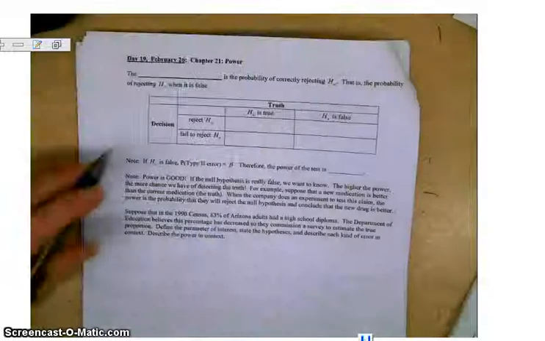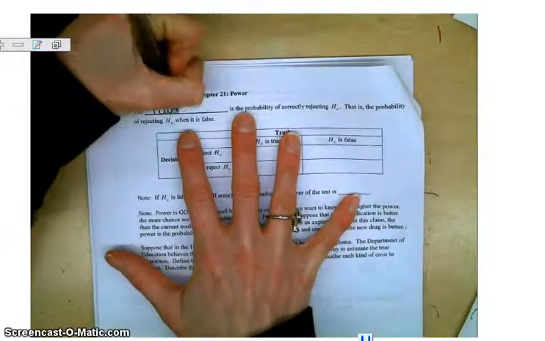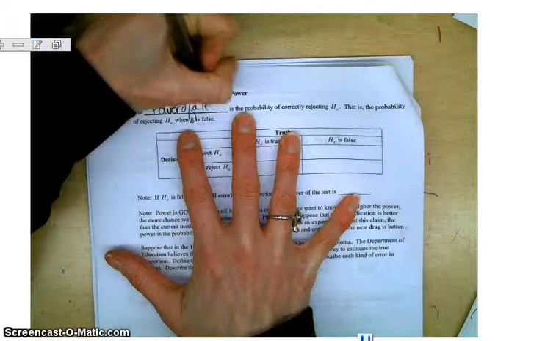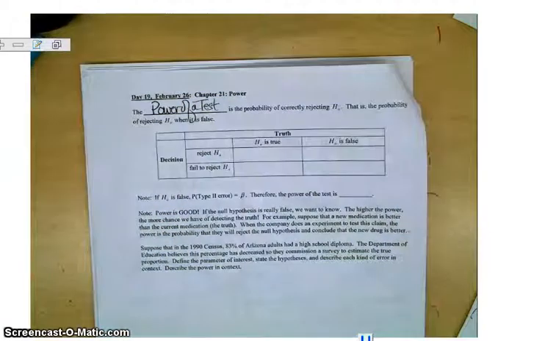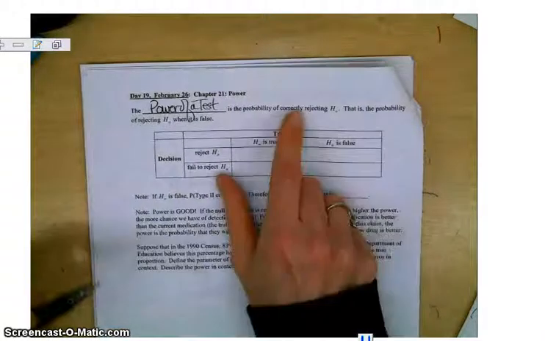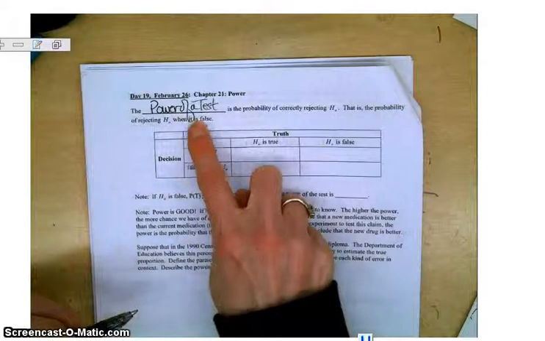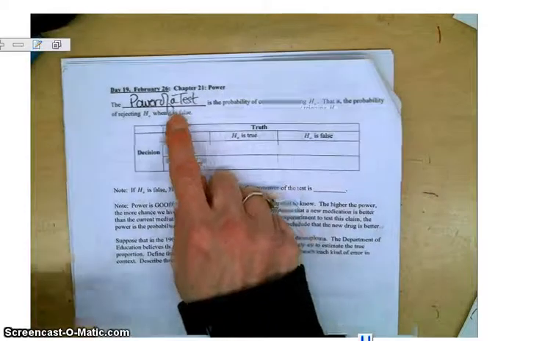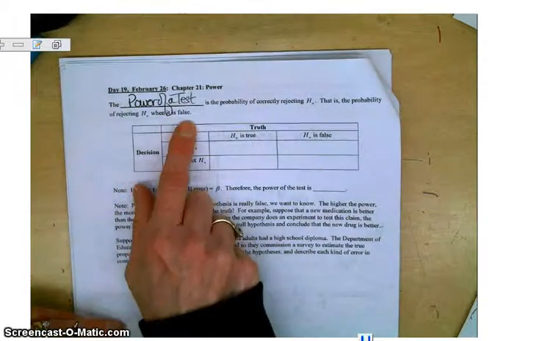All right, so the power of a test is the probability of correctly rejecting the null. So power is a good thing. Okay, that is the probability of rejecting the null when it's false.